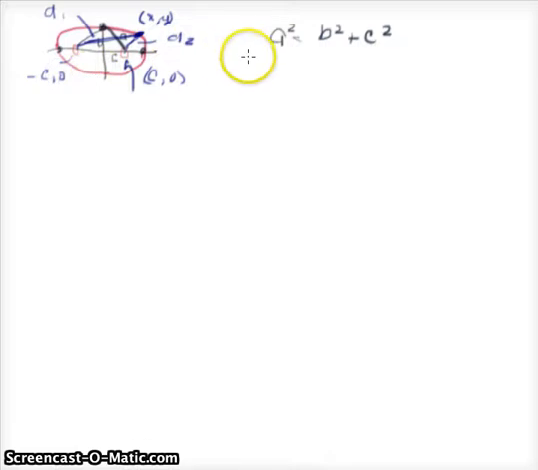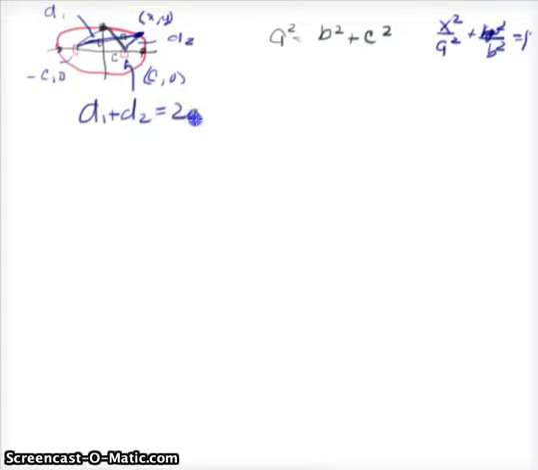So let's see if we could derive the formula. When we say the formula, we're looking for something that looks like this: x squared over a squared plus y squared over b squared is equal to 1. Okay, all right, so let's get started with that. Let's see, d1 plus d2 is equal to 2a. d1 is this distance right here from this point to that.